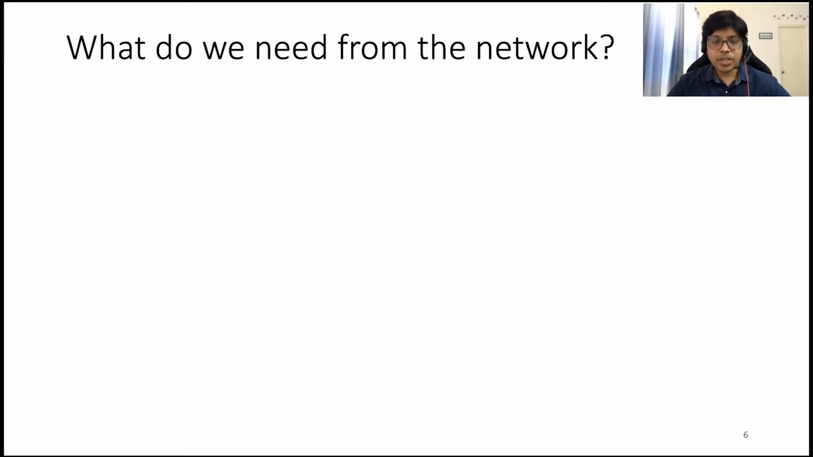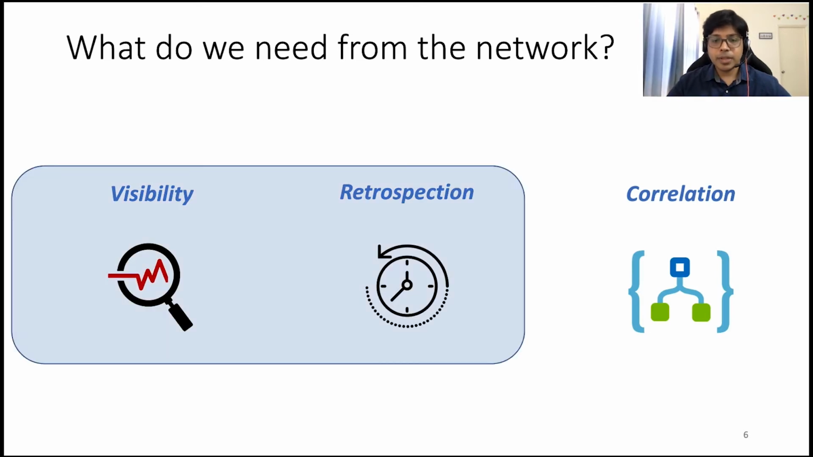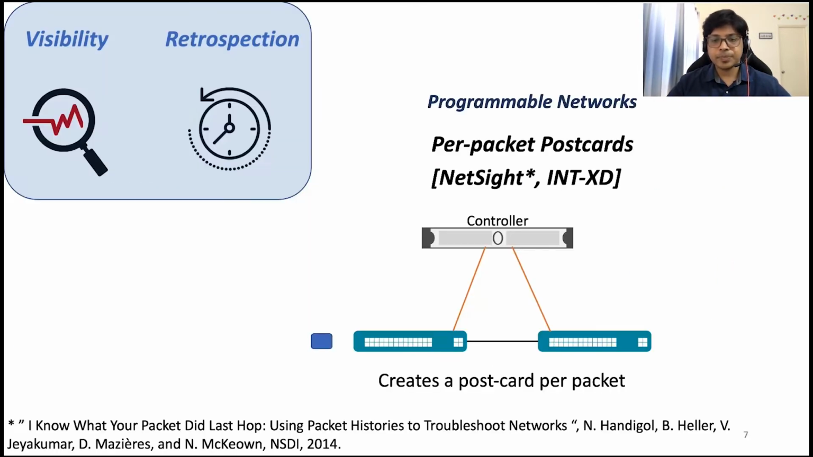So, to establish the right root cause of a network fault, the main question is, what capabilities do we need from the network? First is visibility, that is, network-wide and fine-grained visibility into each part of the network. Second is retrospection, that is, we need to know the exact sequence of events that happened before the fault occurred to be able to find the root cause of the fault. And third is correlation, that is, the ability to correlate different events happening in different parts of the network.